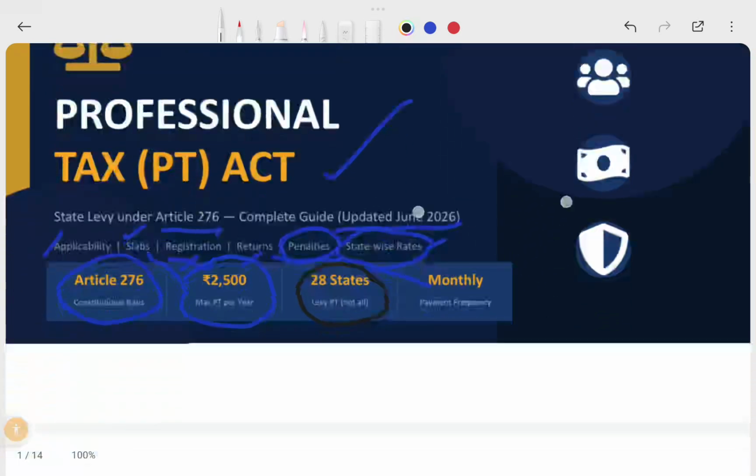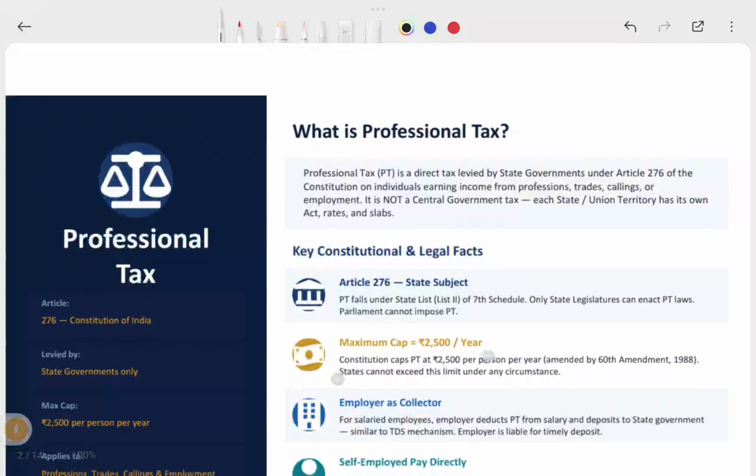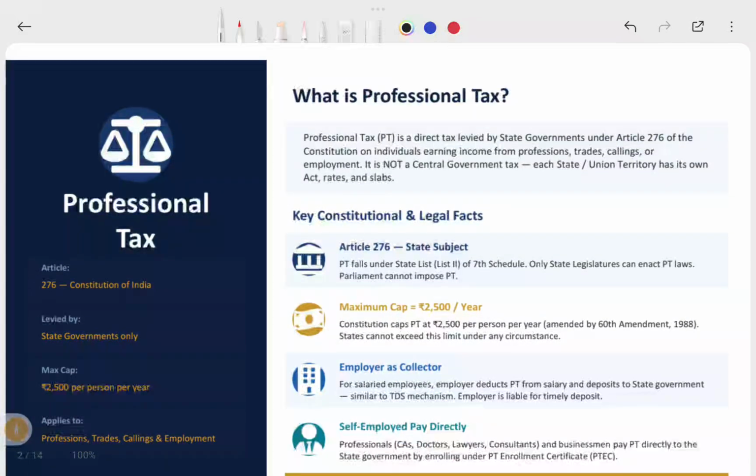So we'll start. What is professional tax? Professional tax is directly levied by the state governments under Article 276 on individuals, companies or trades earning salary income or income from professions or trading. It is not a central government tax. Each state or union territory has its own rates and its own slabs. I hope you understand until this point.